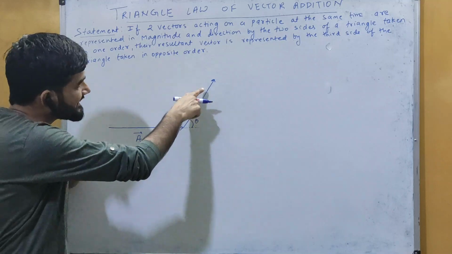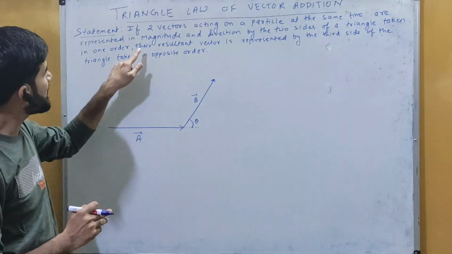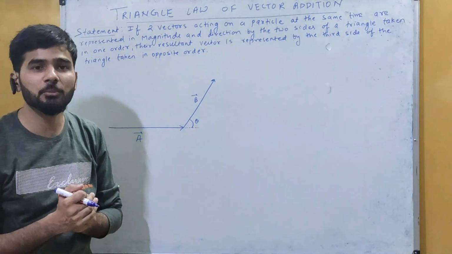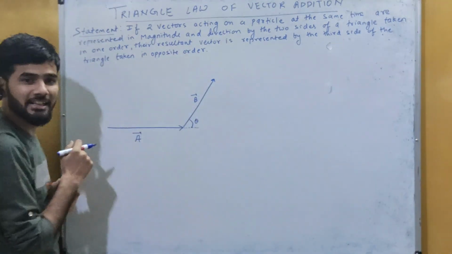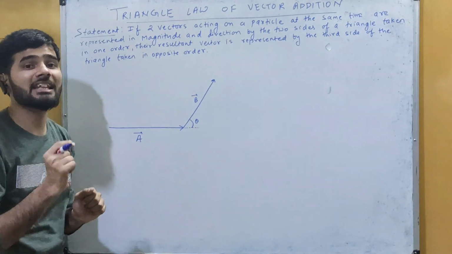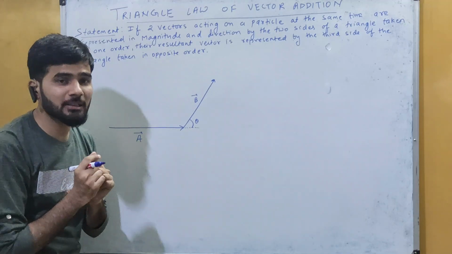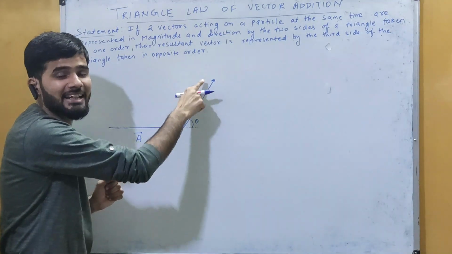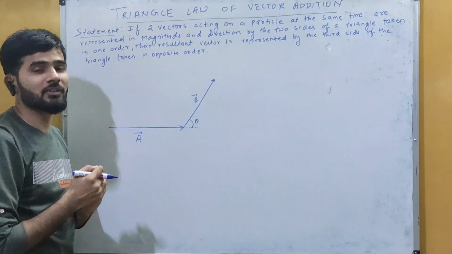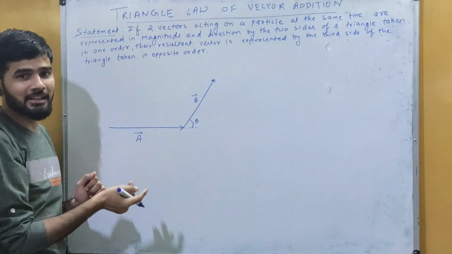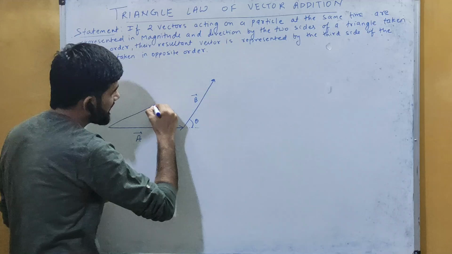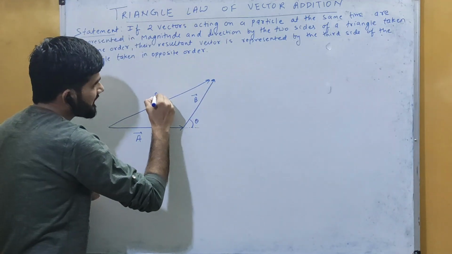We can say that these are the two sides of the triangle. Their resultant vector is represented by the third side of the triangle taken in the opposite order. If we complete the triangle, we have to take the third side of the triangle in the opposite order. Opposite order means the second vector ends here, and now the third vector, the third side of the triangle, ends here, so the order will change. If I make a vector here, this will be the resultant.